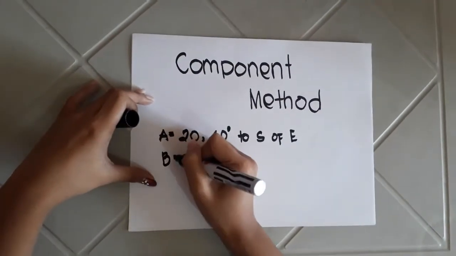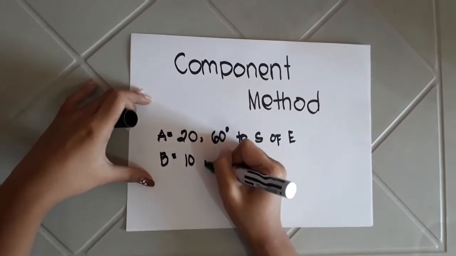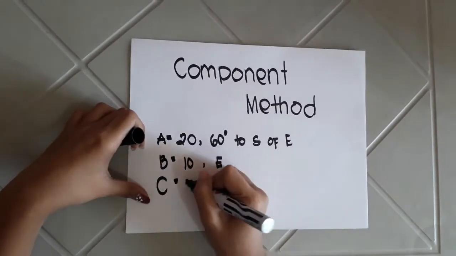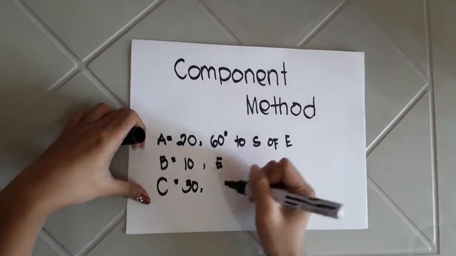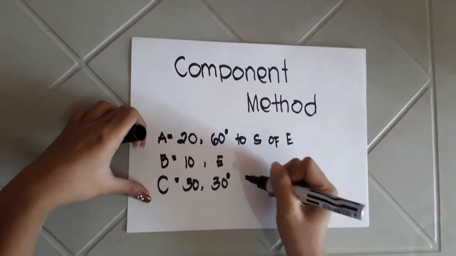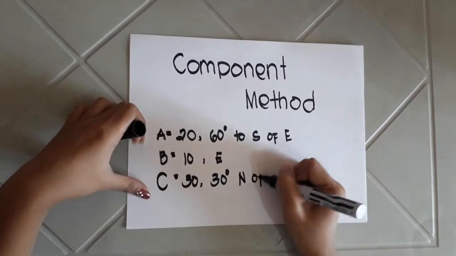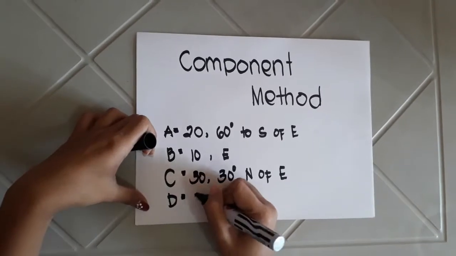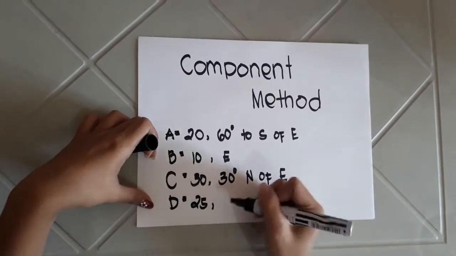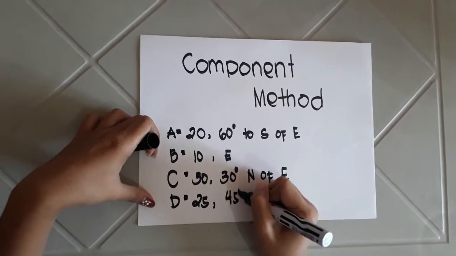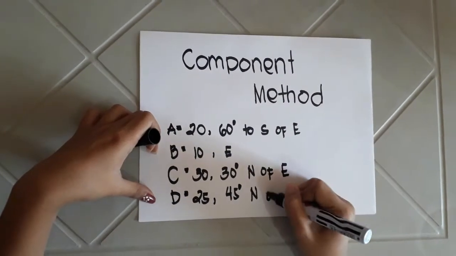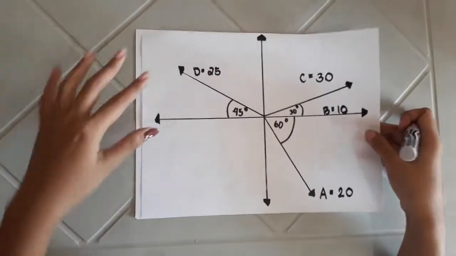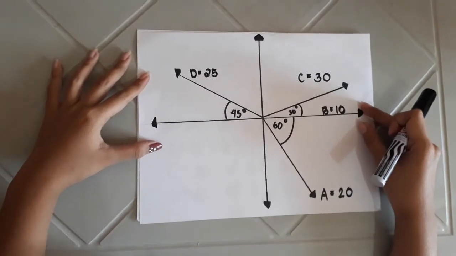Vector B is equal to 10 towards east. Vector C is equal to 30 with an angle of 30 degrees to the north of east. And the last one is vector D is equal to 25 with an angle of 45 degrees to the north of west. And this is the graphical form of the given example.